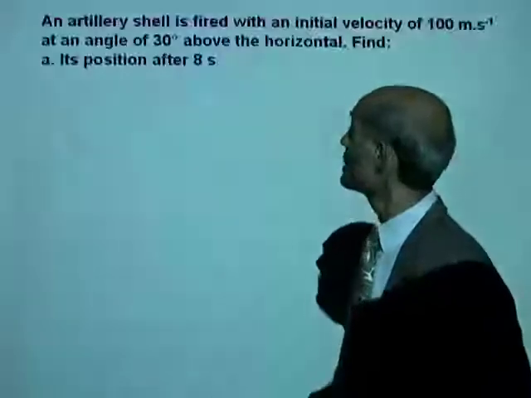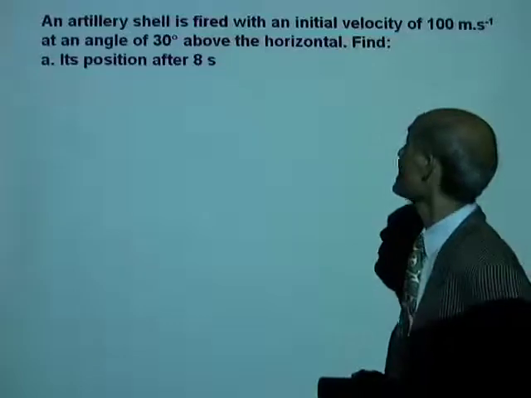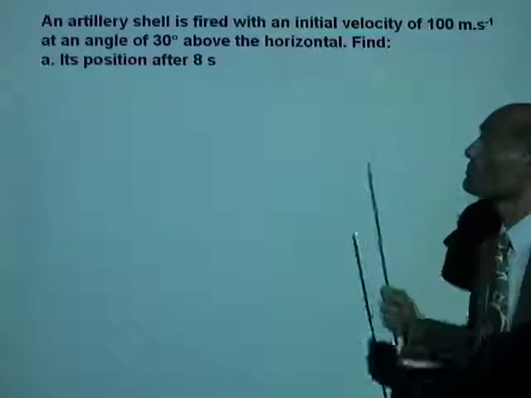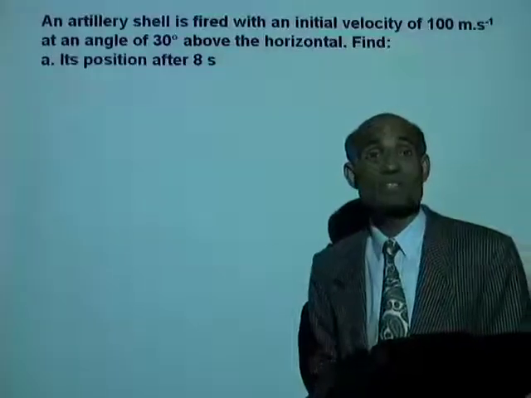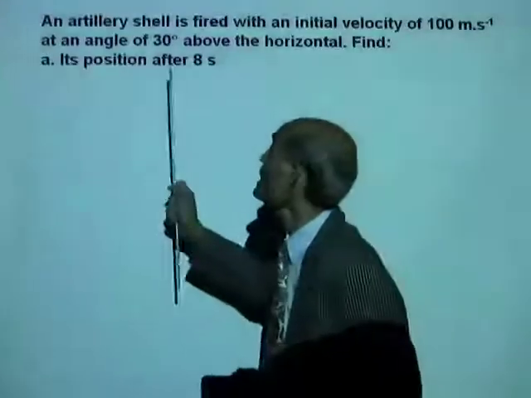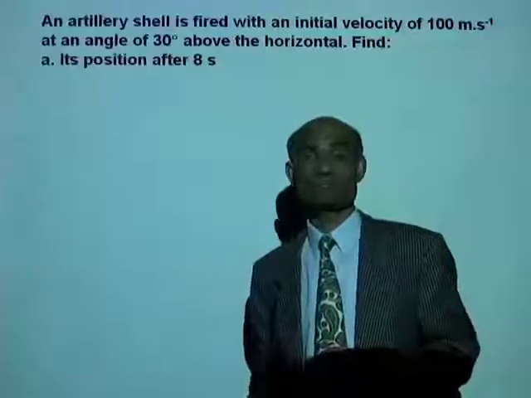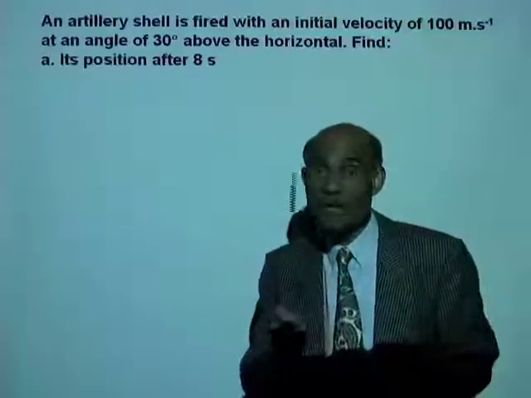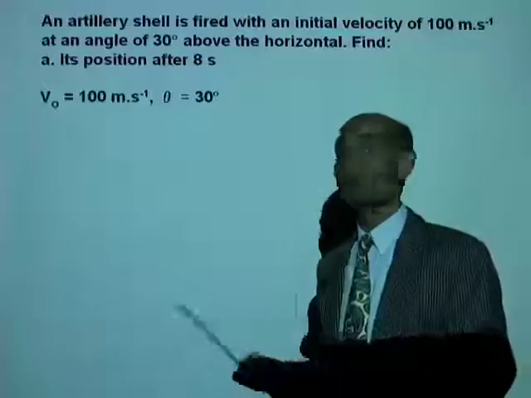Alright, let's look at a problem. An artillery shell is fired with an initial velocity of 100 meters per second at an angle of 30 degrees above the horizontal. Find A, its position after 8 seconds. Well, its position after 8 seconds will have an x value and a y value. We need to find both.